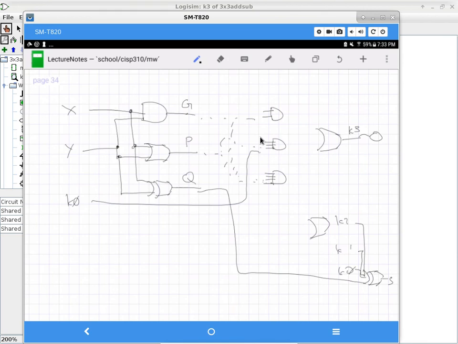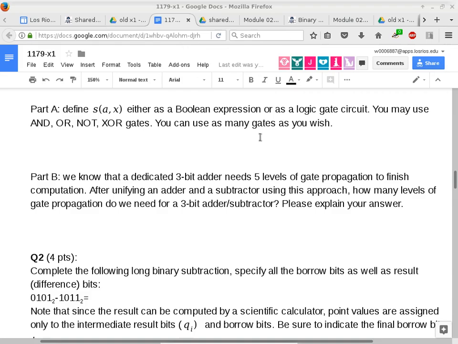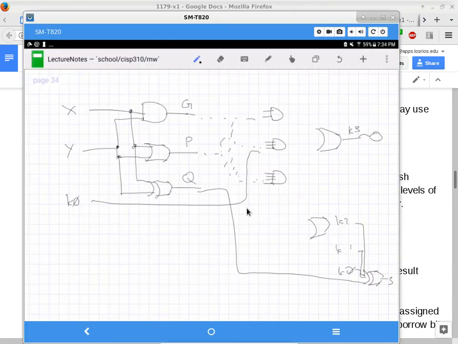But the question is not even asking that. If you go back, part B of Q1 is asking, after unifying an adder and a subtractor using this approach, how many levels of gate propagation do we need for a 3-bit adder or subtractor? So what you need to know is, how are we going to change this design if we are to use the S circuit to make a single circuitry that can do add and subtract at the same time?